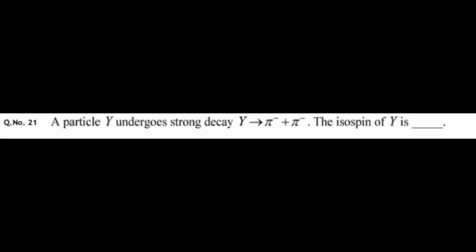Next, question 21. A particle Y undergoes strong decay. Y gives pi minus and pi minus. The isospin of Y is. In this question, they have given a strong decay process of Y gives pi minus and pi minus. They have asked us to find what is the isospin of Y.